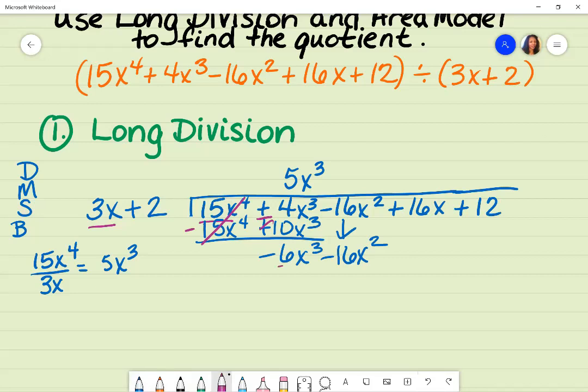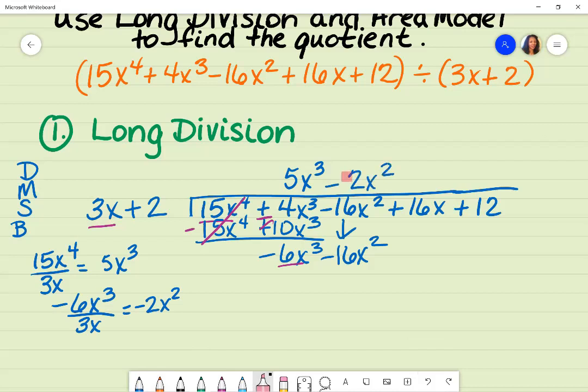Start the process again. Take this first term only, negative 6x cubed, and I'm still dividing by the first term of my divisor. So it's going to always be that at the bottom in my denominator, 3x. Negative 6 divided by 3 is negative 2. X cubed divided by x is x squared. This goes above my x squared.